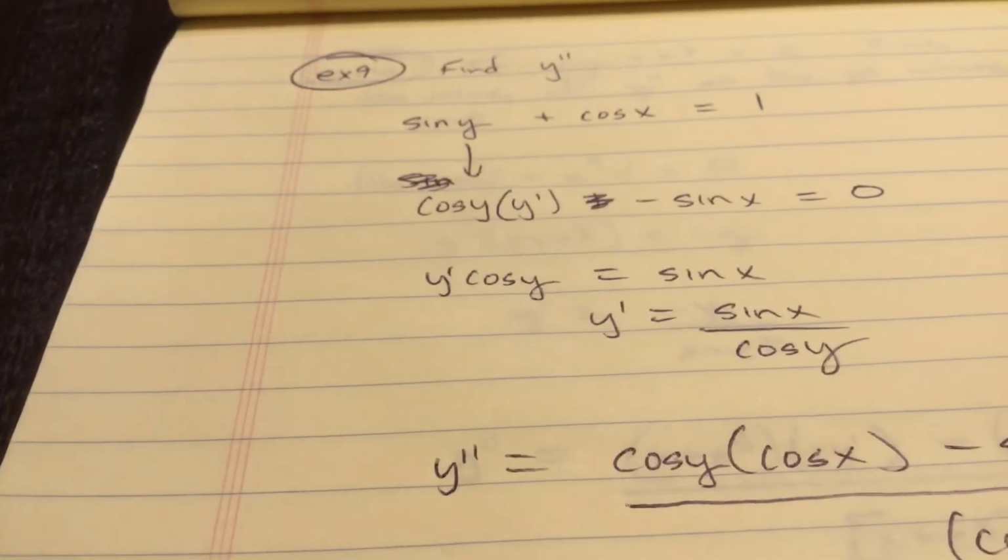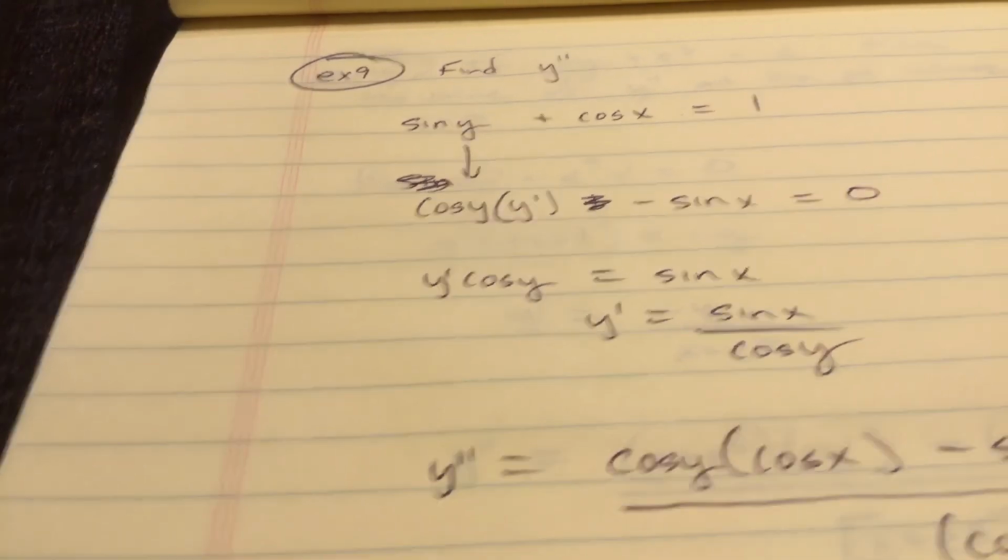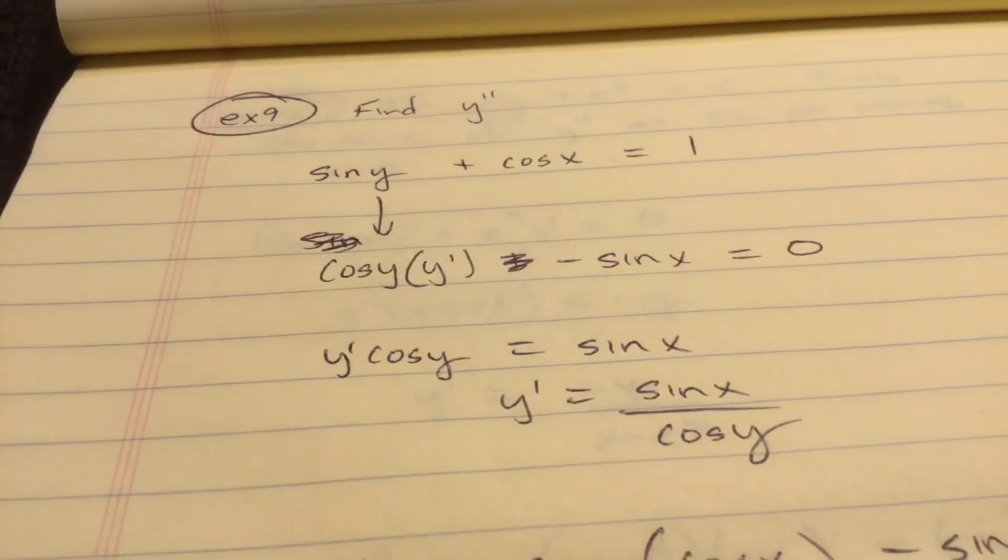Okay, let's see here. We're going to do this one more. We're going to call it good here at, well, actually 10 of them. Number 10 is actually a pretty poor one. Find y double prime again.